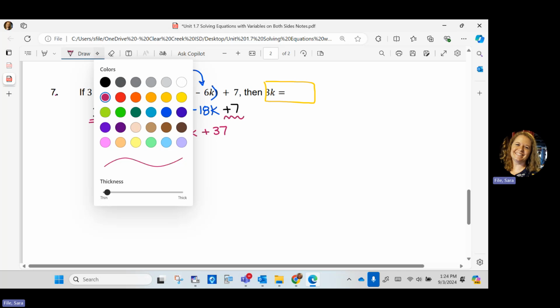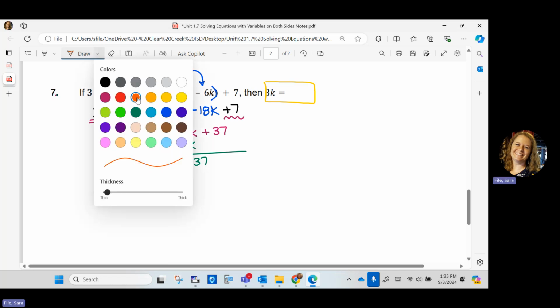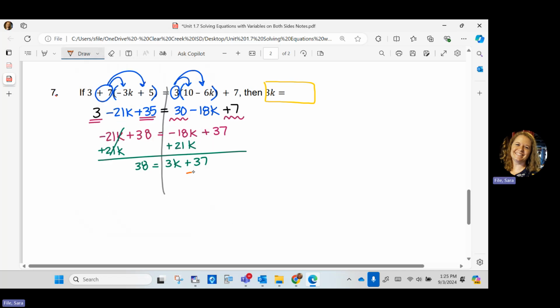Now it looks like what we were doing on the front, where I'm ready to move a variable. Now the smaller is negative 21 because that's more negative than negative 18. So I'm going to add the 21k over, which is going to leave me with 3k plus 37 on the right and 38 on the left. So then I'm ready to move that constant, that 37, by subtraction.